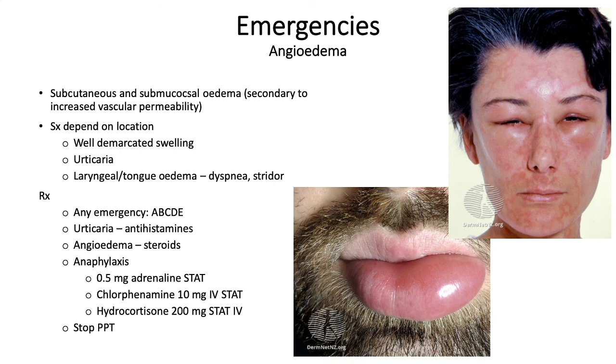As with all emergencies, initial treatment is using A, B, C, D, E. With angioedema, you'd stop the precipitating factor. If there's airway compromise, they may need intubation. In general, urticaria is treated with antihistamines, angioedema with steroids, and anaphylaxis with 0.5 milligrams adrenaline, chlorphenamine 10 milligrams, and IV hydrocortisone.